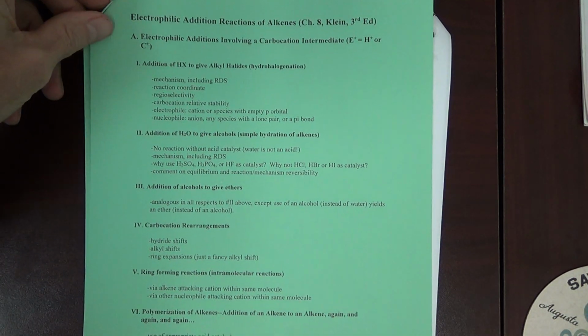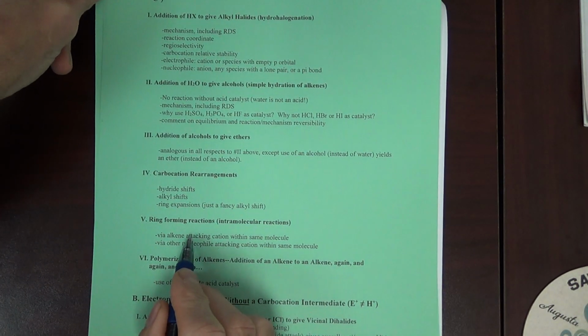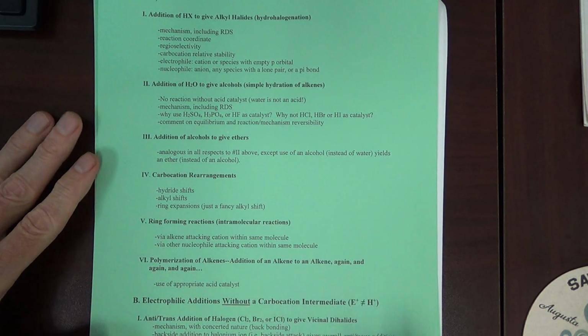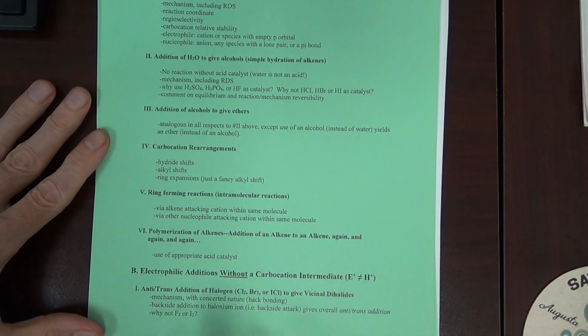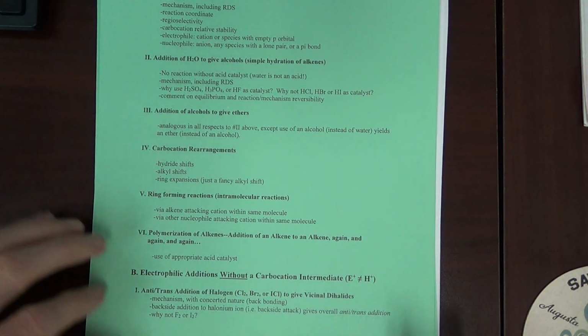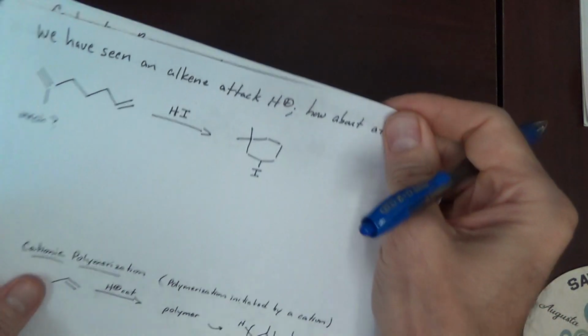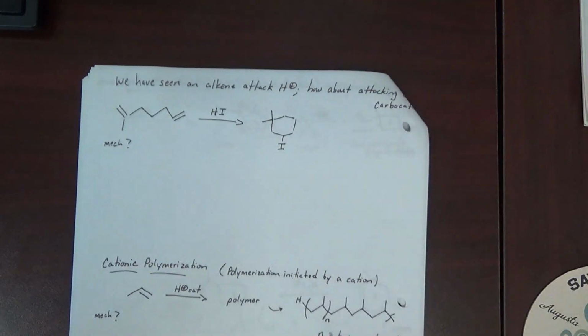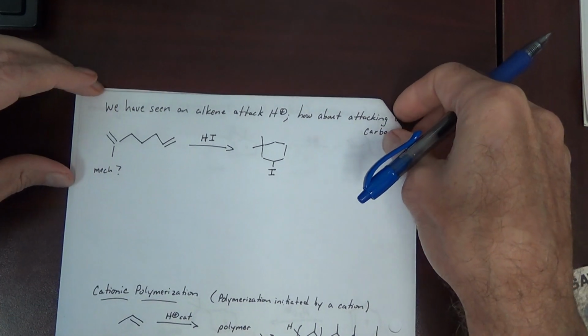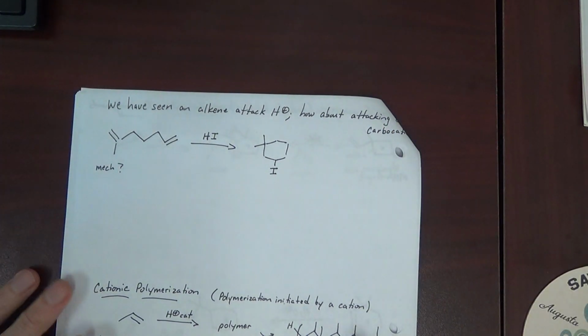Hi guys, in this video we'll look at ring-forming reactions, which is a type of intramolecular reaction. And we'll also look at polymerization of alkenes. Now this follows the ring expansion page, which is where we left off in the previous lecture video.